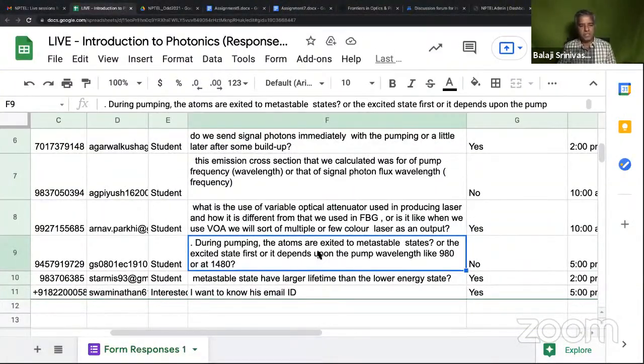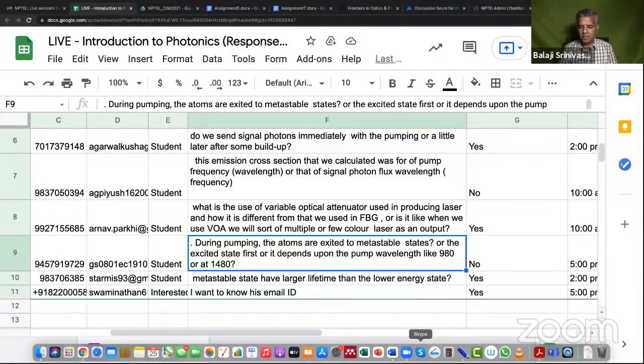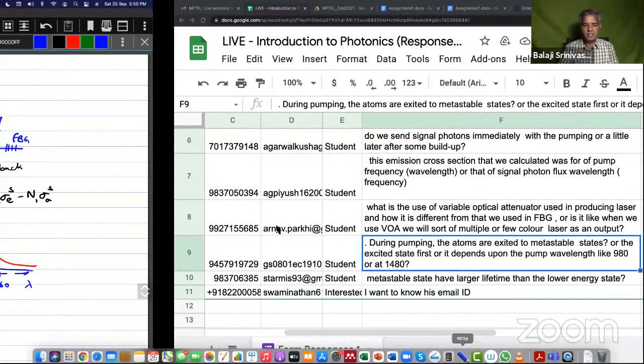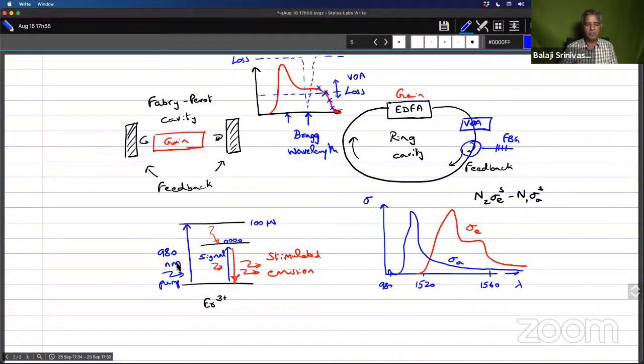Okay, let's go to this other question. During pumping, the atoms are excited to metastable states, or the excited state first, or it depends upon the pump wavelength, like 980 or 1480. I think we already discussed that. So yes, in the case of erbium, we are pumping it to a higher energy level, and from there it goes to the excited state, from which you get the stimulated emission, the gain.